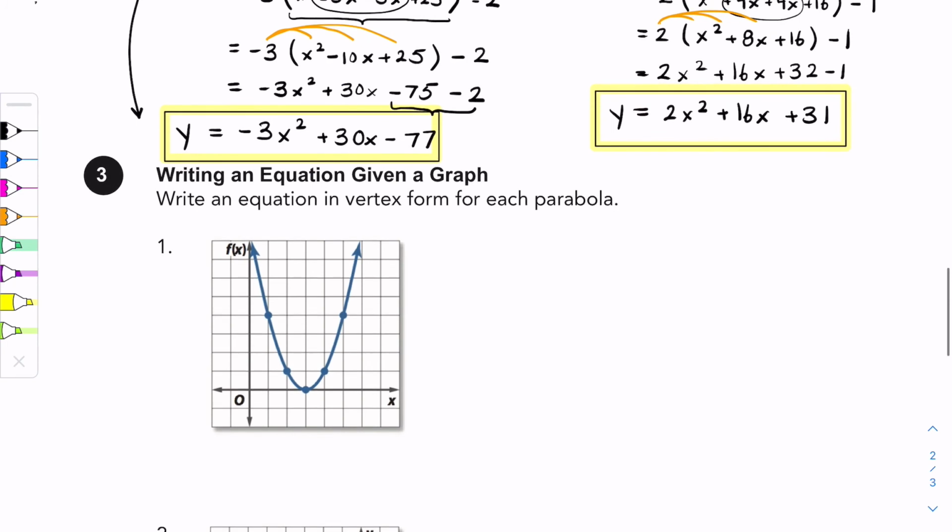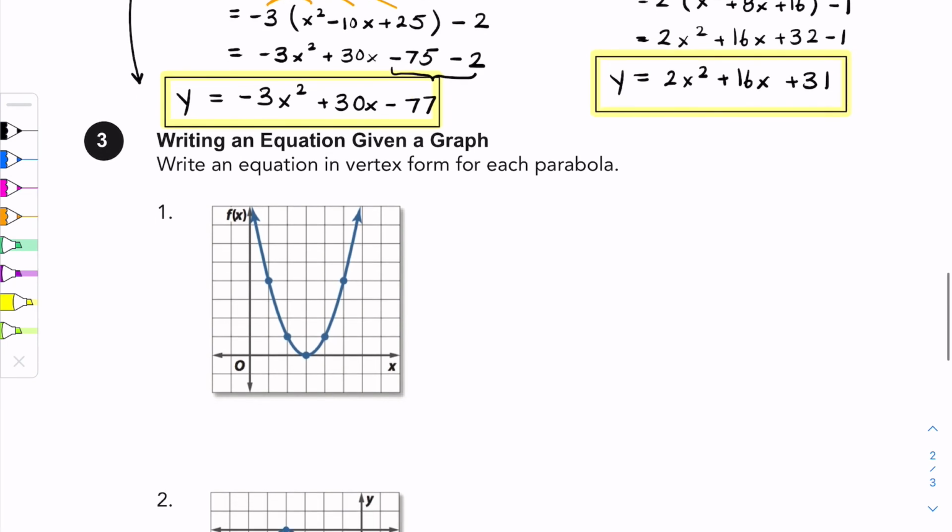And the last set of examples for writing equations is writing an equation given a graph. There's no specific way you need to write these equations, so my suggestion would be to use vertex form because it's going to be a lot faster.